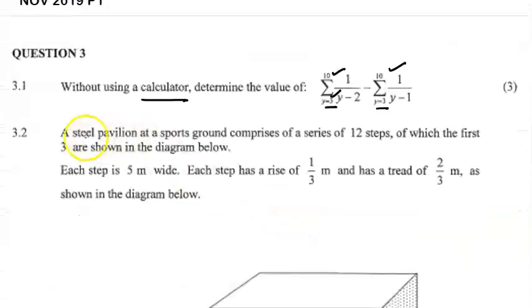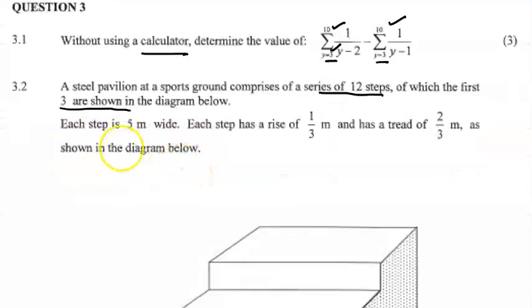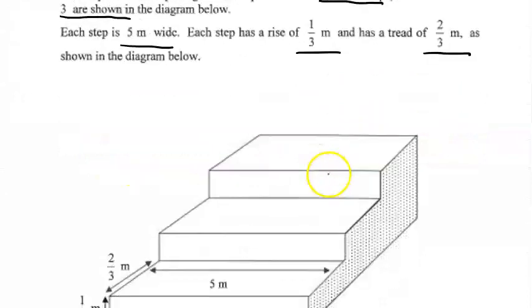Second question: a steel pavilion at a sports ground comprises a series of 12 steps, of which the first 3 are shown in the diagram below. Each step is 5 meters wide, each step has a rise of 1 over 3 meters and has a tread of 2 over 3 meters, as shown in the diagram below.